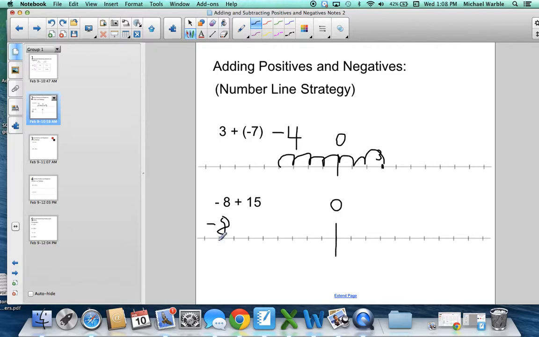Alright, so now I'm going to take this and count up 15. 1, 2, 3, 4, 5, 6, 7, 8. Please count the 0 when you're going past it. 9, 10, 11, 12, 13, 14, 15. And if I count from the 0, I'm at 1, 2, 3, 4, 5, 6, 7. Alright, so your answer will be 7 for this example.